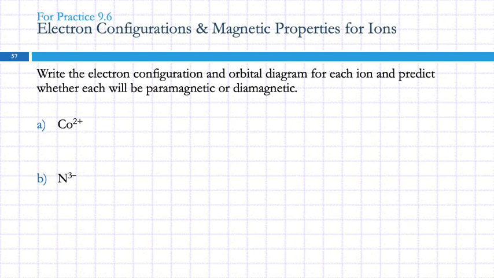So, doing electron configurations or orbital diagrams for ions, I think it's best to start with the atom and then add or take away electrons. So we'll just look at the valence electrons. So cobalt is in period 4. So we've got 4s, and then we're going to have some electrons in the 3d.